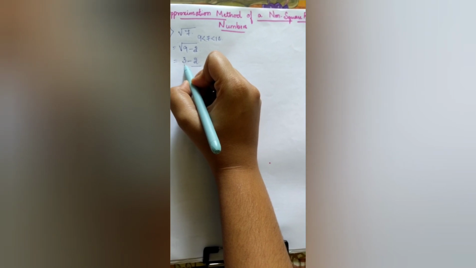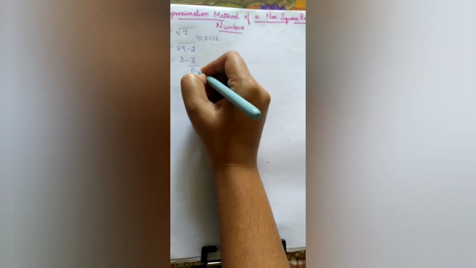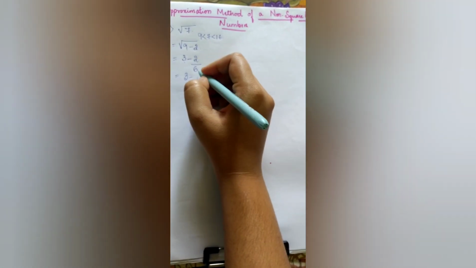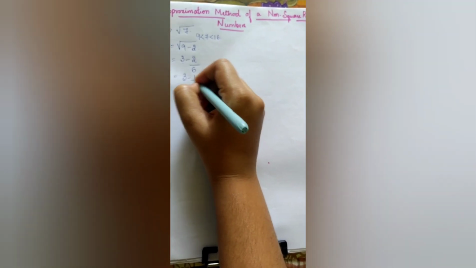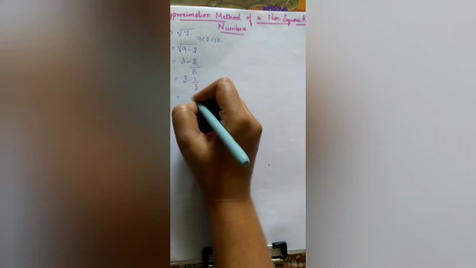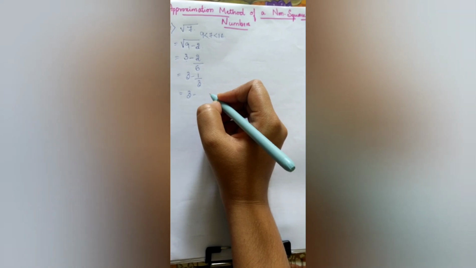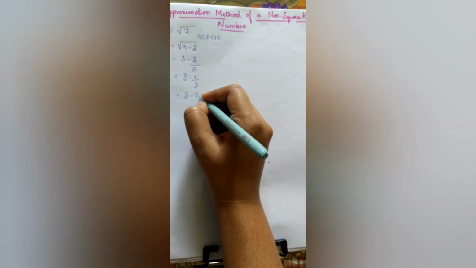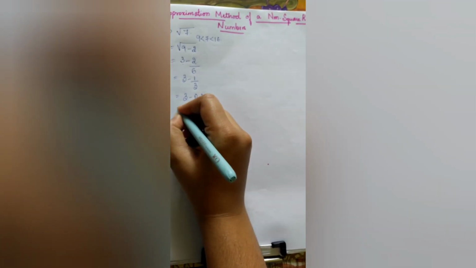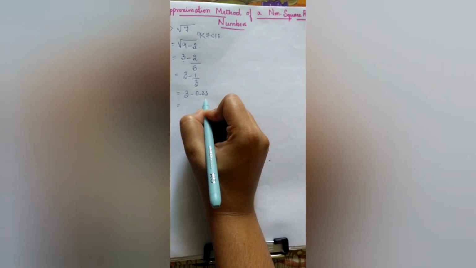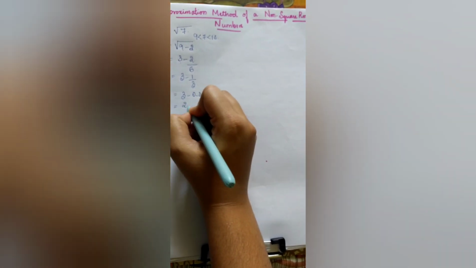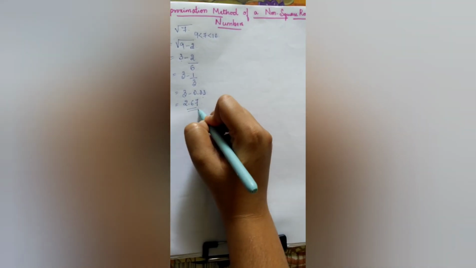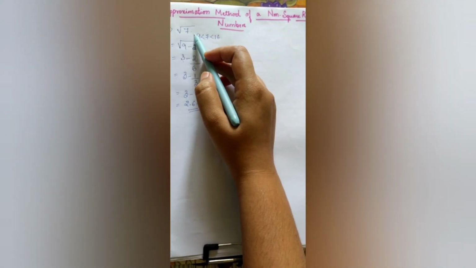What is the double value of this number? That is 6. So 3 minus 2 by 6 is nothing but 1 by 3. So 3 minus 1 by 3. What is the value of 1 by 3? That is 0.33. So 3 minus 0.33 is nothing but 2.67. So this is the approximate value of root 7.